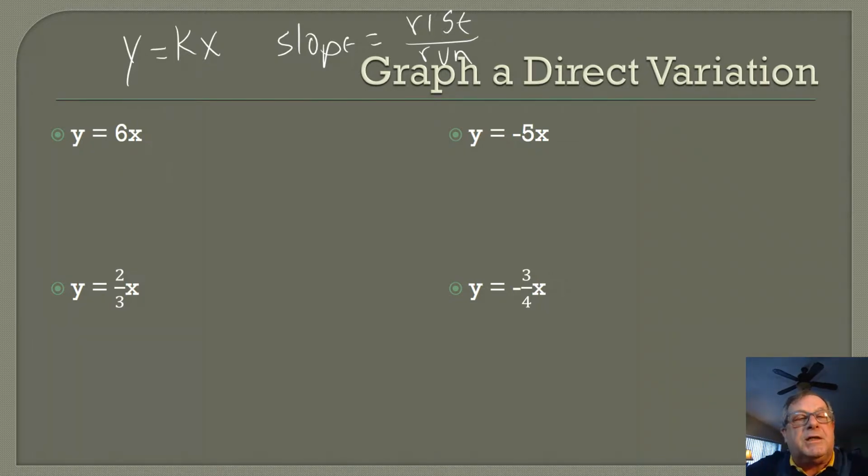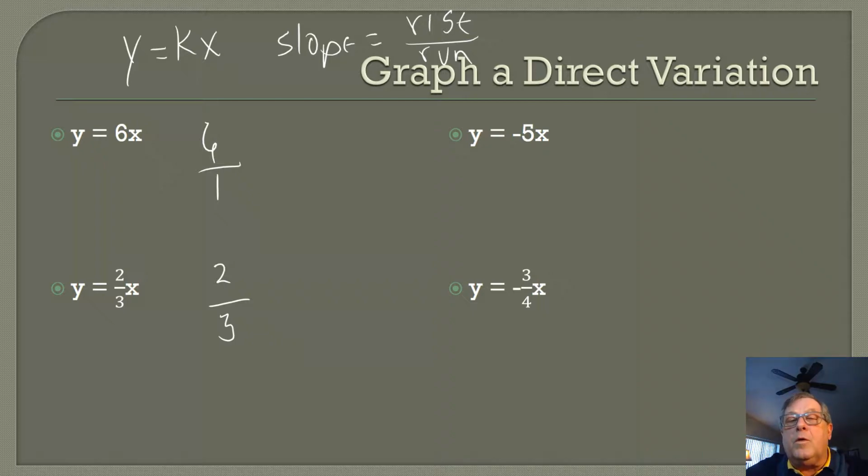So first, let's look at this ratio here on this first one on the top left, y equals 6x. Well, my ratio is 6 over 1. I'm going to have a rise of 6 and a run of 1. Down here in the bottom left, we got y equals 2/3 x. So again, this is already in my ratio form. My ratio is just actually 2 over 3. A rise of 2, a run of 3.